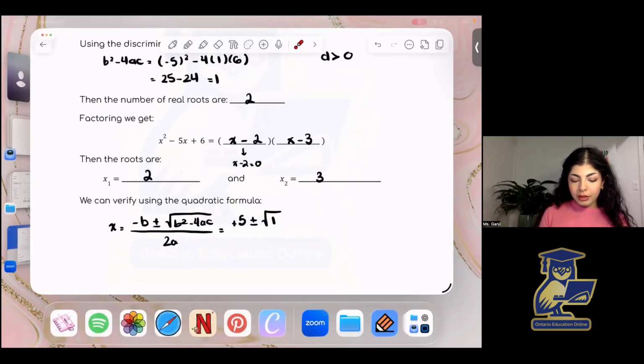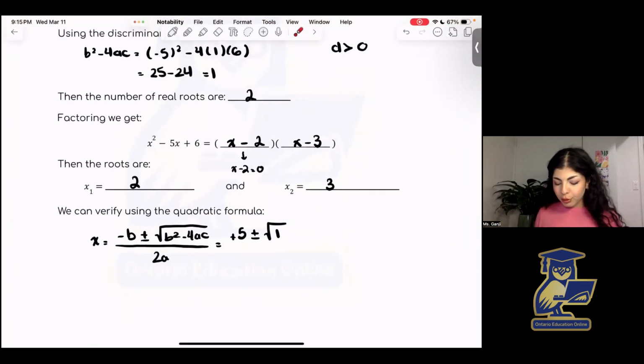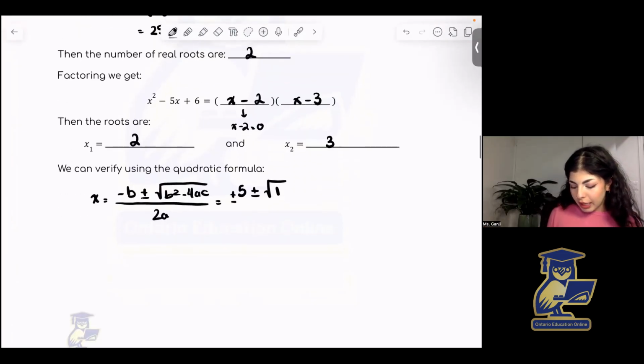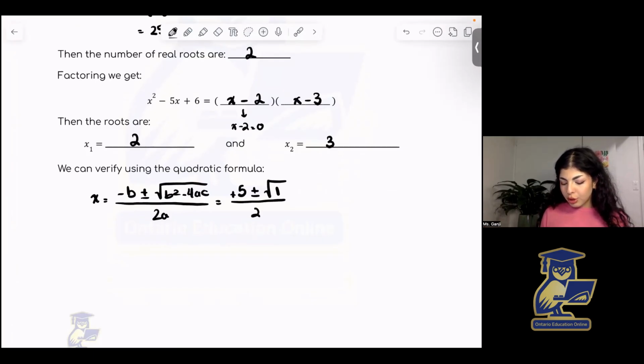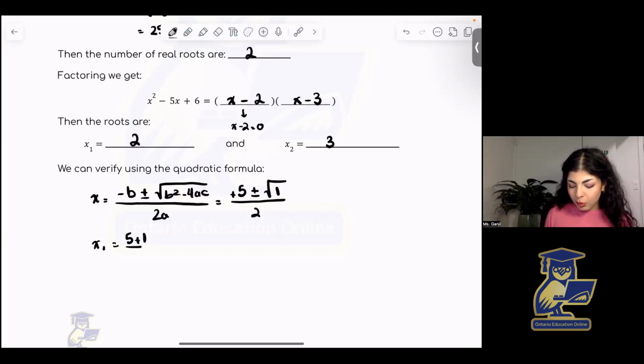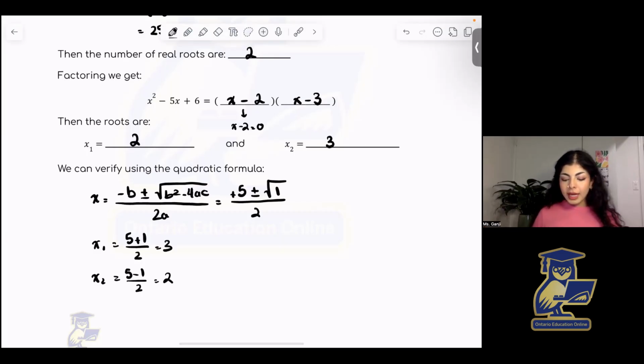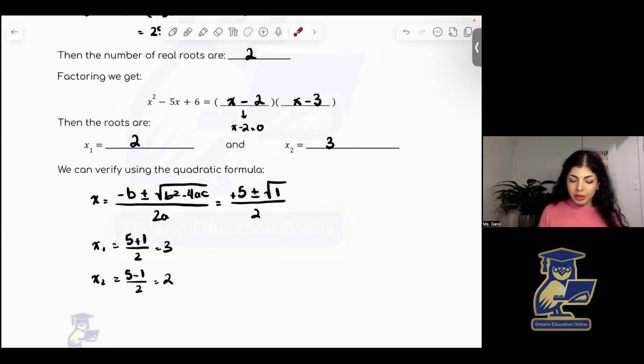Hopefully you got the correct answer there and it follows through, but we'll be able to check once we find our two roots. So here we have also 2 because a is 1. And I'm actually going to split this now. x1 is going to be, and the square root of 1 is just 1, so it's going to be (5 plus 1) over 2, which is 3. And x2 is going to be (5 minus 1) over 2, which is 2. And yes, we actually got those same two roots here.